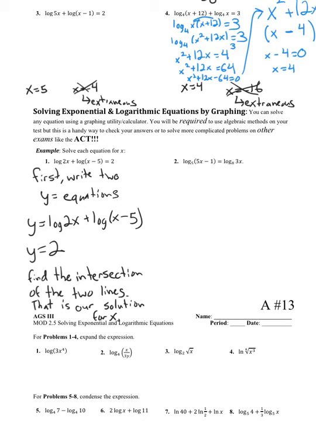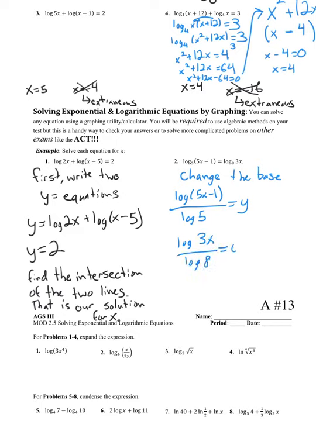Another crazy difficult example is this: log base 5 of 5x minus 1 equals log base 8 of 3x. So if you have a calculator that allows you to put those straight into your calculator as two y equals equations, you can do that. Otherwise, you might need to change the base first. And that's going to make this look like a really ugly equation. But you can say, let's do log of 5x minus 1 divided by log of 5. That's one equation that equals y. And the other one's log of 3x divided by log of 8. That's another equation that equals y. And you do the same thing, find the intersection of the two equations, and that's your solution.